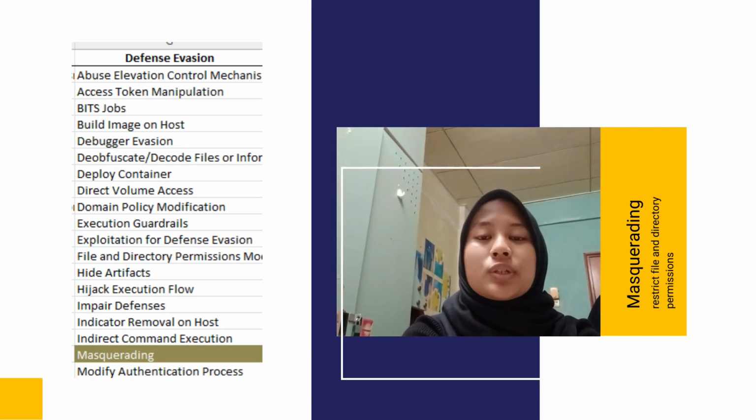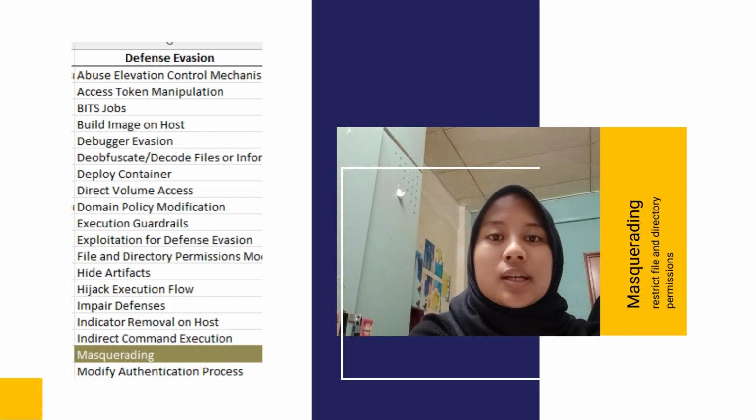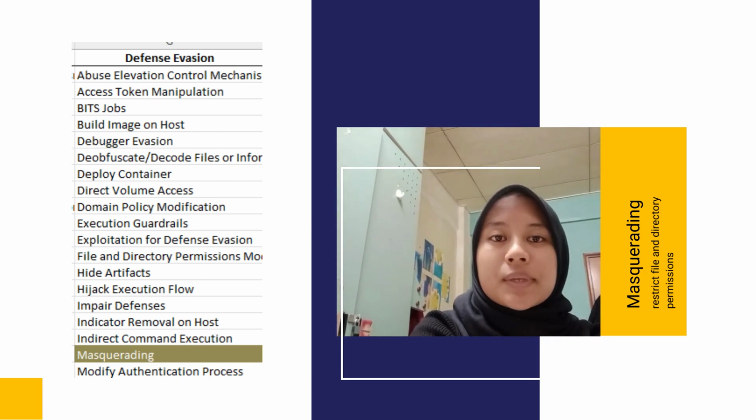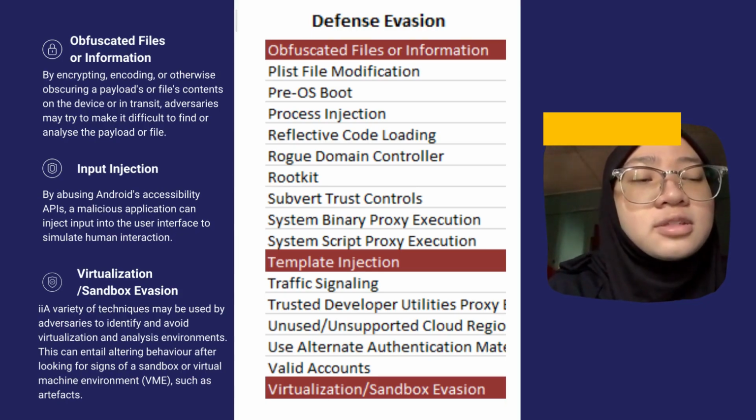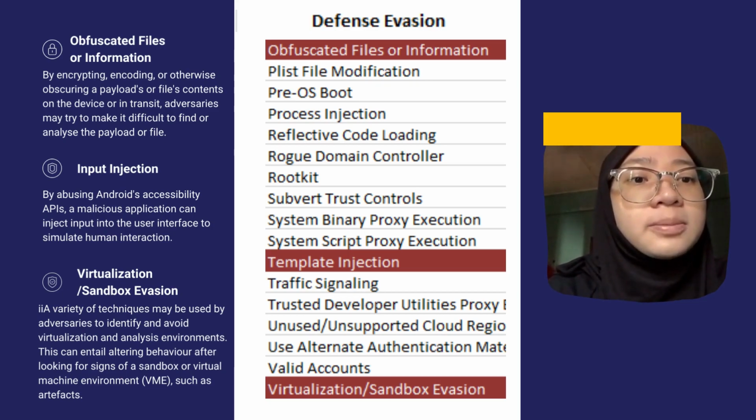Next, we go to the table defense evasion. So for masquerading, we can restrict file and directory permission. So use file system access control to protect the folder. So restrict access by setting directory and file permissions that are not specific to user or privileged accounts. Now for the area under defense evasion, we'll be taking three parts.